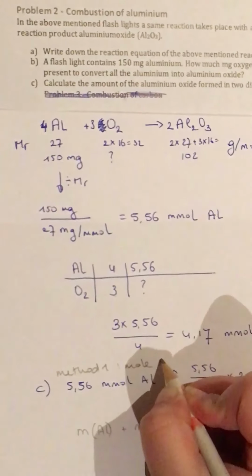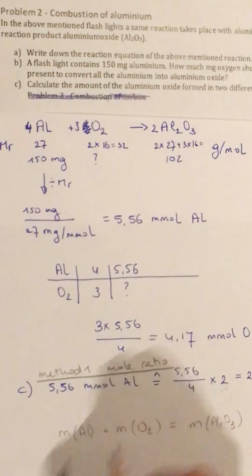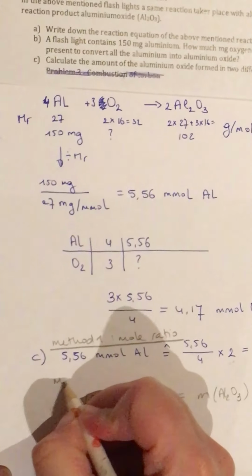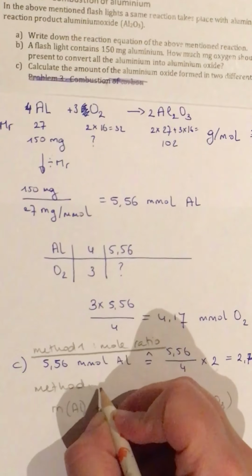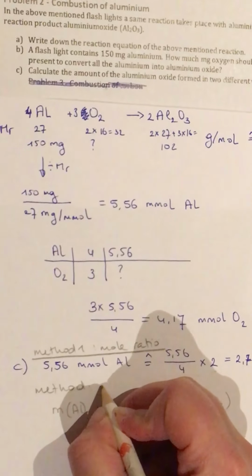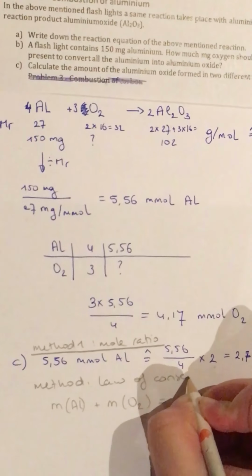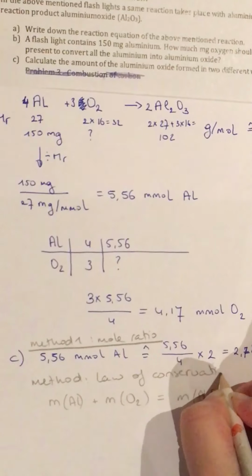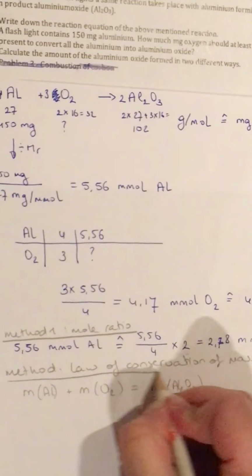So that was for, let's call this method 1, mole ratio. I hope you can see this because with the light it sort of reflects. Method 2, and this is also all shown in the elaborations. Method 2, law of conservation of mass.